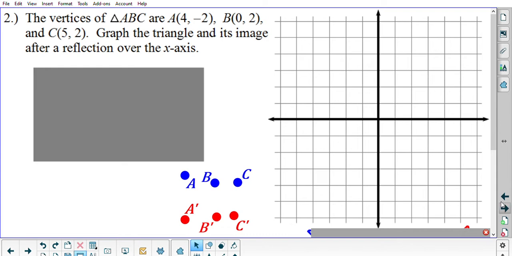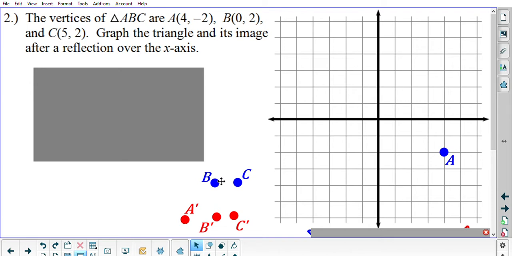All right, problem number 2. If you think you can do this on your own, go ahead and do this problem on your own. If you're not feeling comfortable yet on doing this on your own, then follow along with me as I lead you through it. All right, here we go. It says the vertices of triangle ABC are, and then they tell you what they are. It says graph the triangle and its image after reflection over the x-axis. All right, first things first, let's graph the original triangle. A would be 4, -2, so I go right 4, then down 2.